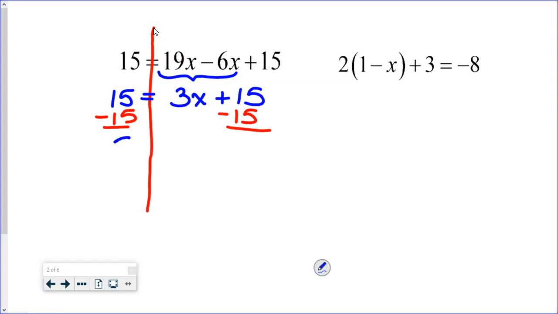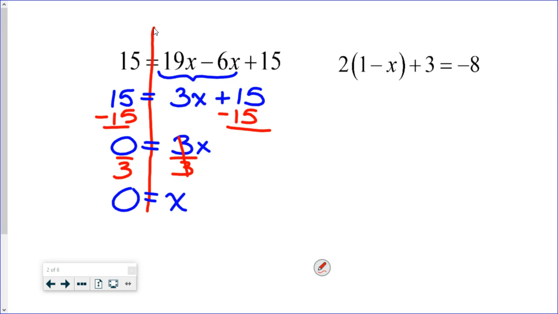15 minus 15, almost so tricky. Oh, so tricky is 0. And then to get x by itself, I divide both sides by 3. Then in my calculator, I put 0 divided by 3. And poof, what does it give me? 0. Ha, ha, ha. You know I'm tricky. I've done this to you. I like to use zeros sometimes.